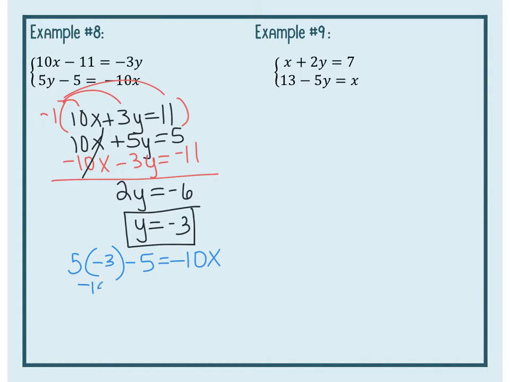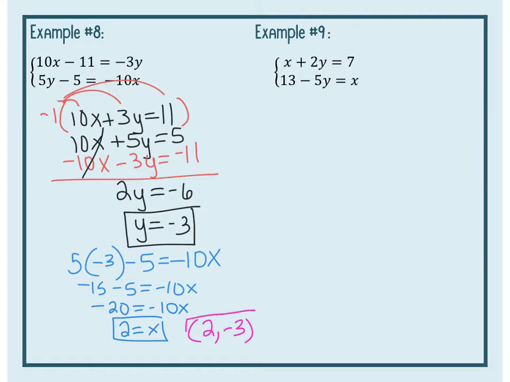Distribute into your parentheses. Combine these like terms. What's the next step? Divide by negative 10. My answer is 2. So when you're done solving for x and y, you rewrite your answer as an ordered pair, x, comma, y.